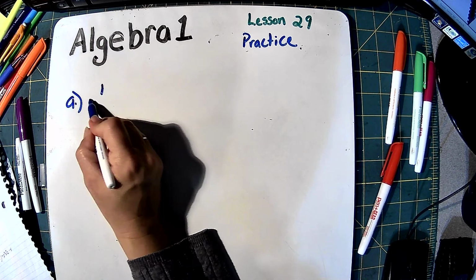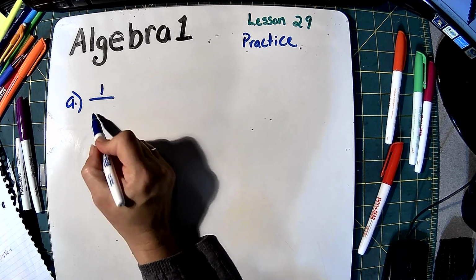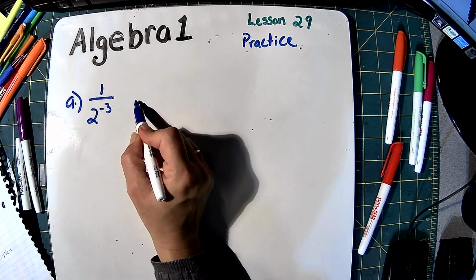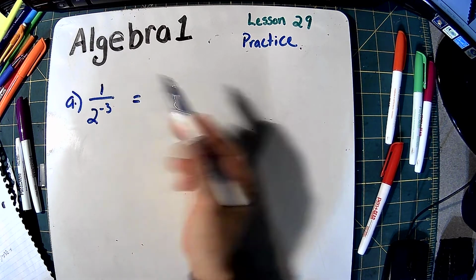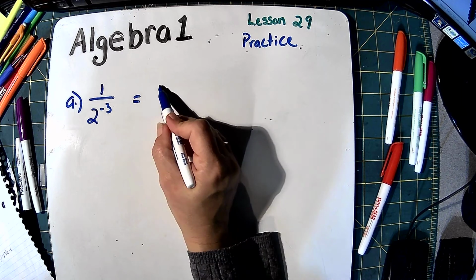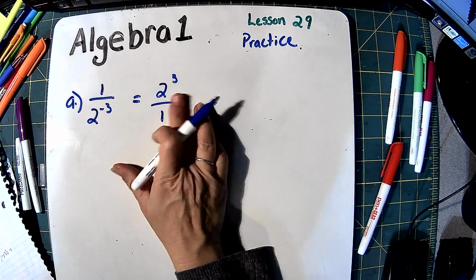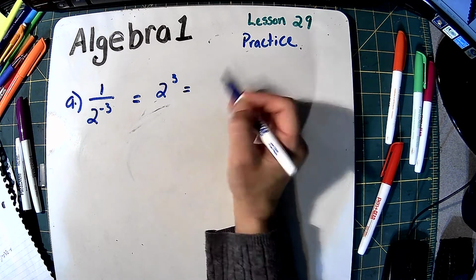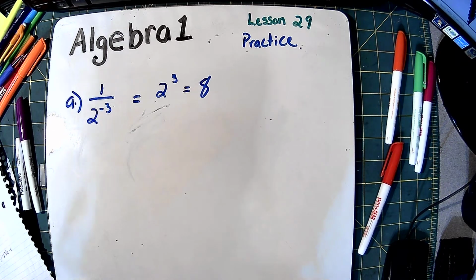First one is 1 over 2 to the negative 3rd. Okay, so to get rid of this negative, we're going to move the whole thing, the base and the exponent, to the top of the fraction. So that would be 2 to the 3rd over 1, but we don't have to write the over 1. So we've just got 2 to the 3rd, which will be 2 times 2 times 2. 2 times 2 is 4, 4 times 2 is 8. So the answer to A is 8.